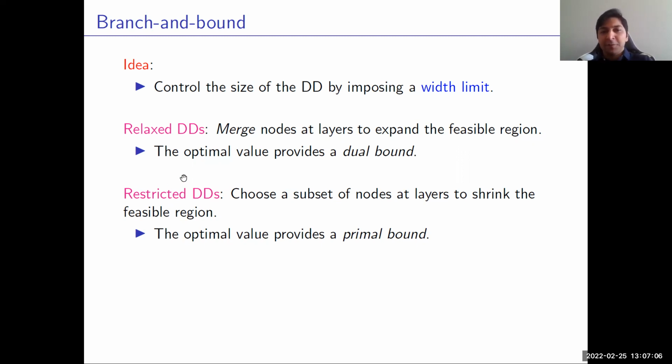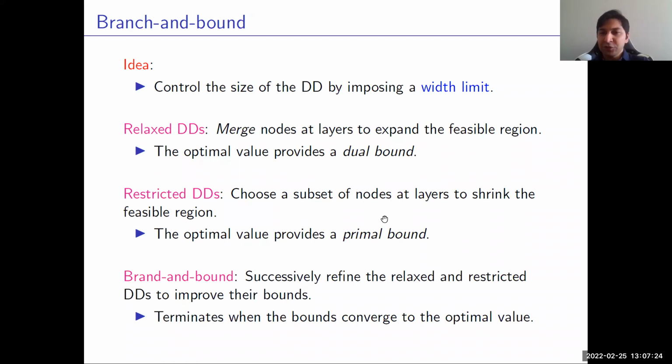So similarly, we can construct restricted decision diagrams by choosing a subset of the nodes at layers of the decision diagram. This will shrink the feasible region. Hence, we have a restriction, and finding the optimal value will provide the primal bound. Next, we can design a specialized branch and bound that successively refines the relaxed and restricted decision diagrams to improve their bounds, and it will terminate when the bounds converge to the optimal solution. So this is the general scheme of using decision diagrams to solve optimization problems.